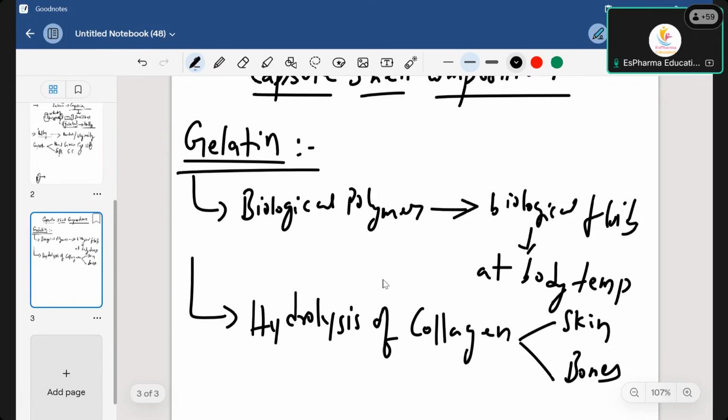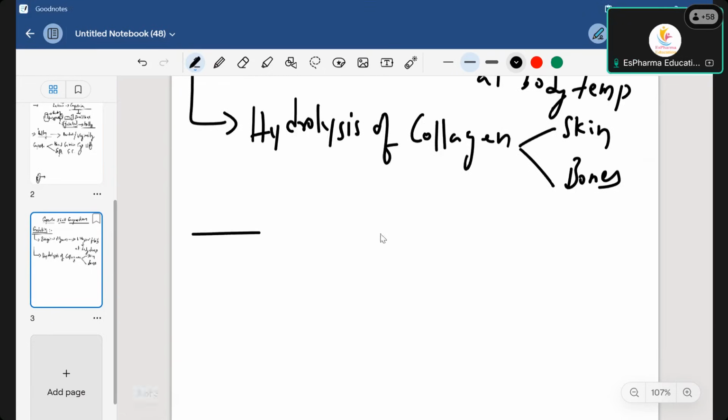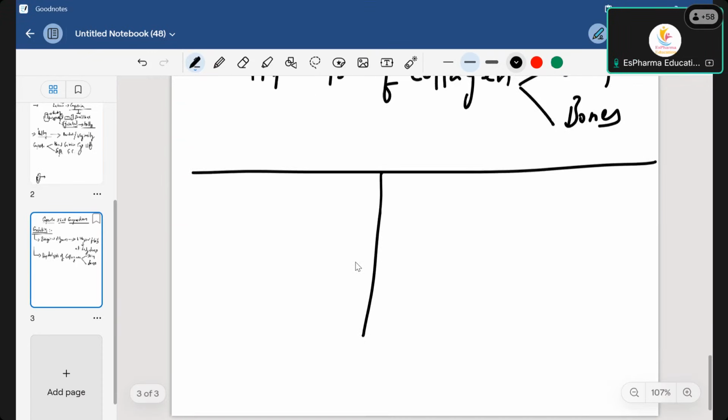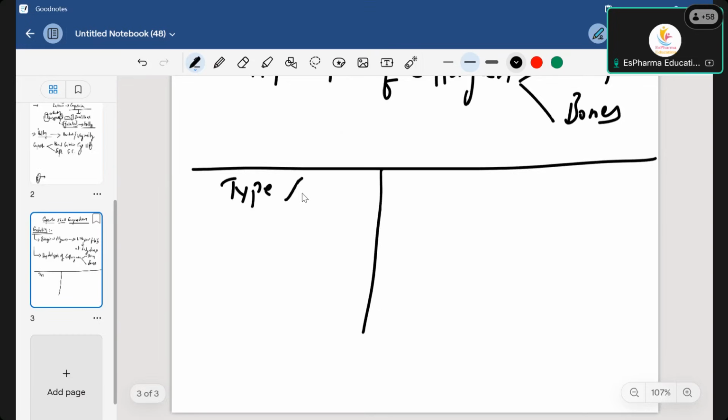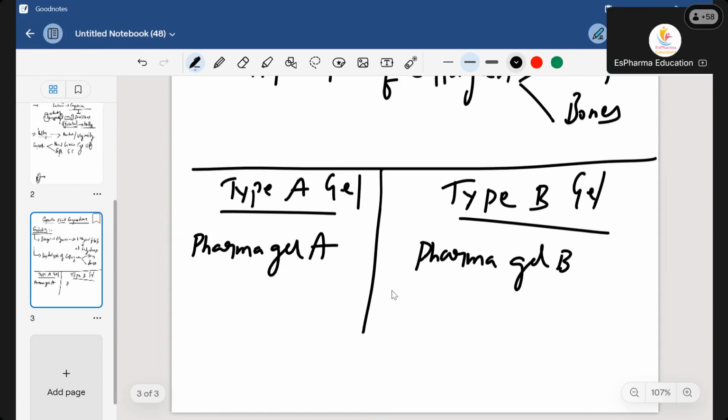Gelatin is of how many types? Gelatin is of 2 types. చాలా సార్లు చదువుకున్నామండి ఇది, మళ్ళీ ఒకసారి చదువుకుందాం. Type A gelatin and type B gelatin. దీని నుంచి క్వశ్చన్ ఛాన్స్ ఉంది, అందుకని క్లియర్ గా రాసుకోండి. Type A gelatin is called pharma gel A and type B gelatin is called pharma gel B.